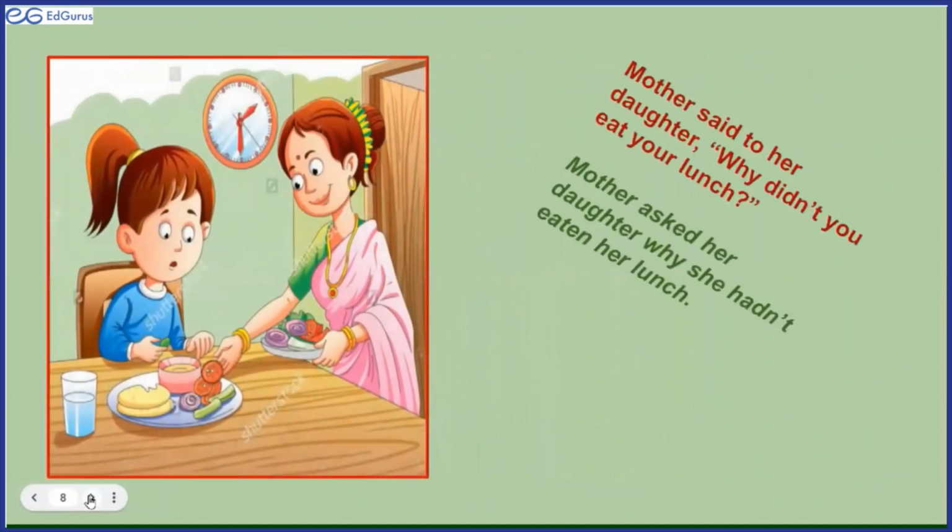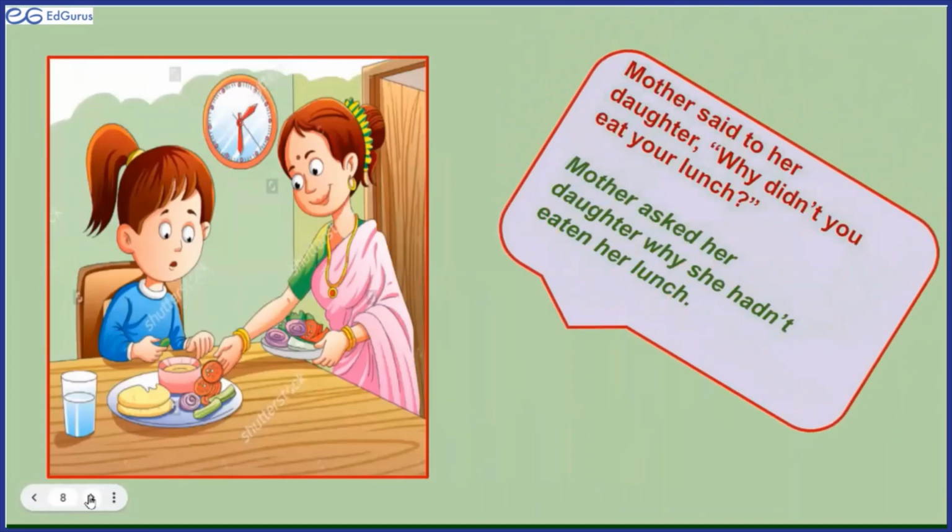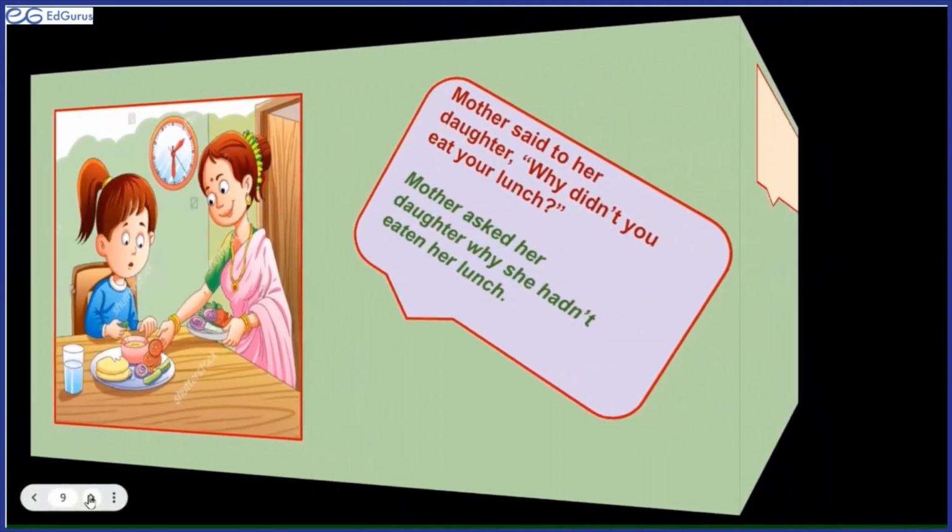Yes, the mother and the child. Mother said to her daughter, why didn't you eat your lunch? Change this. Why you didn't eat your lunch? Very good, very good. Good going. Mother asked her daughter why she hadn't eaten her lunch. You said why you didn't. So you is changed into she and didn't into hadn't. And the rest of the sentence is the same. Right? Yes, ma'am. Okay.